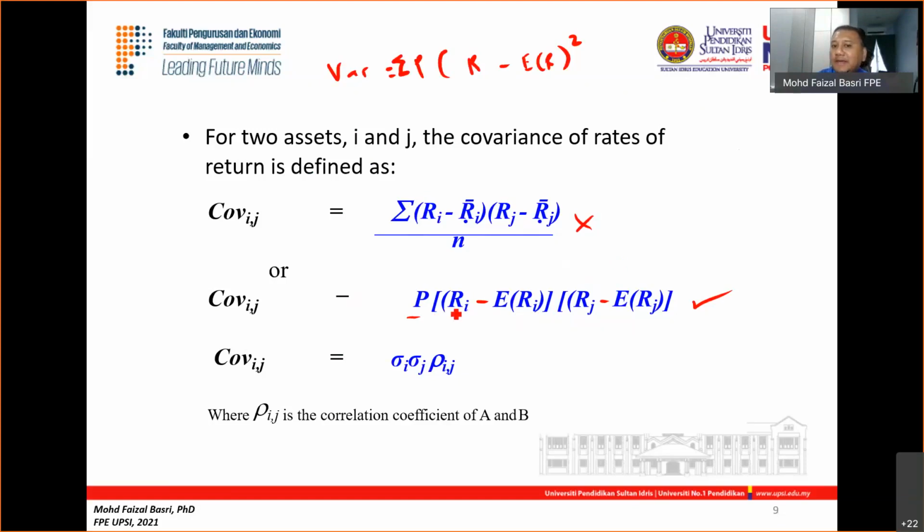Okay, so you just multiply three items. Probability, multiply with the difference for stock A, and then multiply with the difference for stock B. Okay, we have three items here. We're supposed to have a sum too, since we have three probabilities. Okay, so that's how we do it.